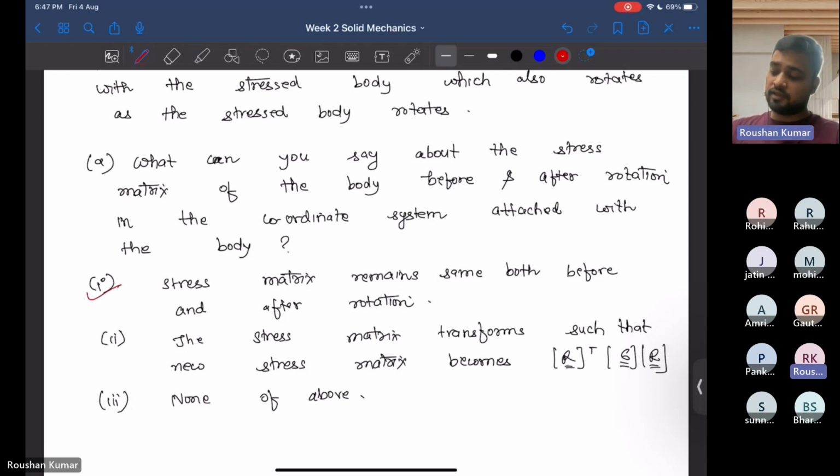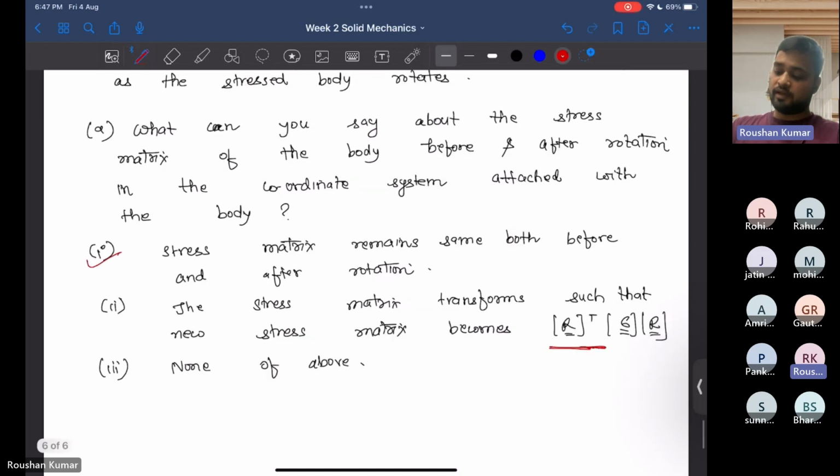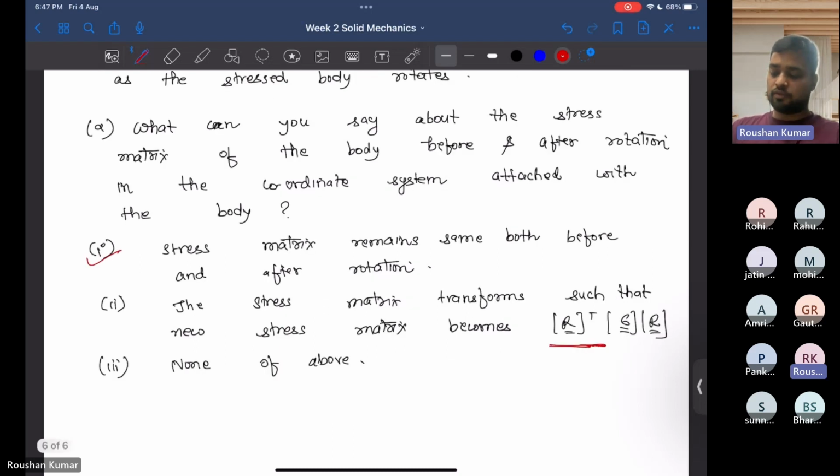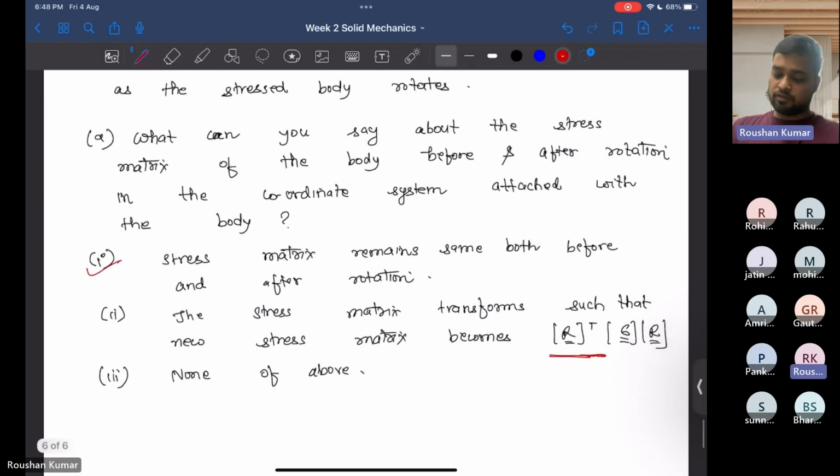The second option is not correct because it says the stress matrix transforms such that the new matrix becomes R transpose sigma R. This only happens if the coordinate system does not rotate with the body. If it is fixed, then the new stress matrix is given by R transpose sigma R. And the third option, none of the above, is also not correct. So this is all about question number 2A.